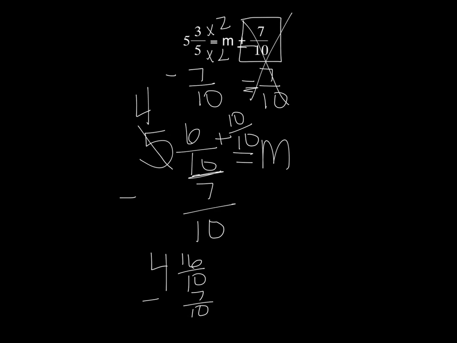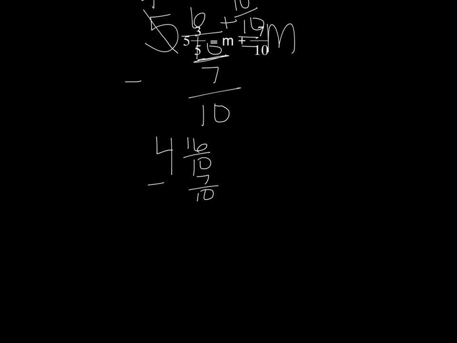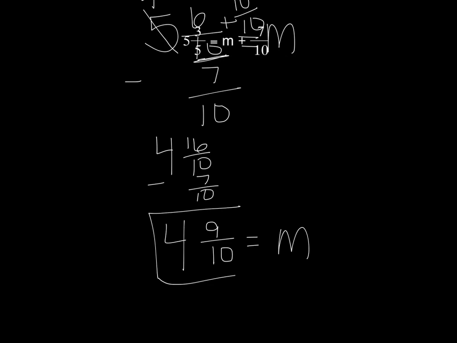I should not have tried to squeeze it all in here. I was going to say, I'm going to scooch this up so I have a little extra room here. Okay. 16 minus 7 would be 9/10, and 4 minus nothing is 4. Oh, well, there we go. So m equals 4 and 9/10.